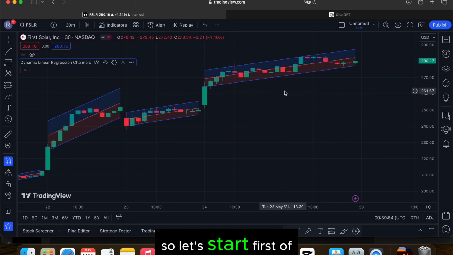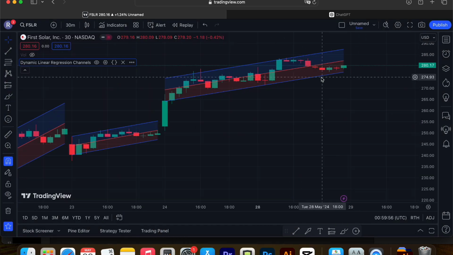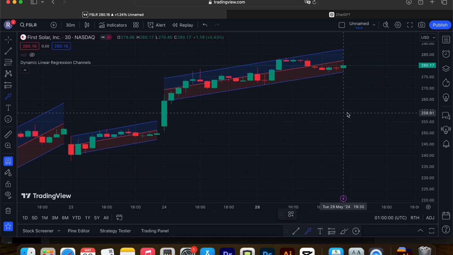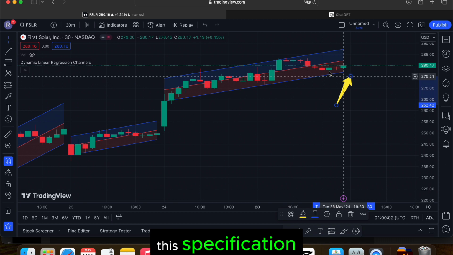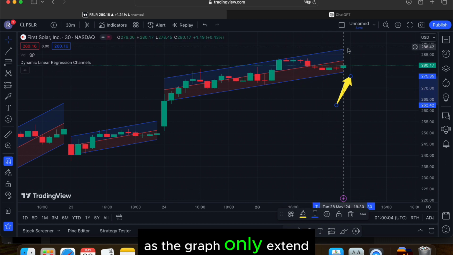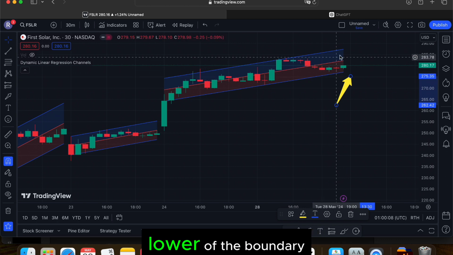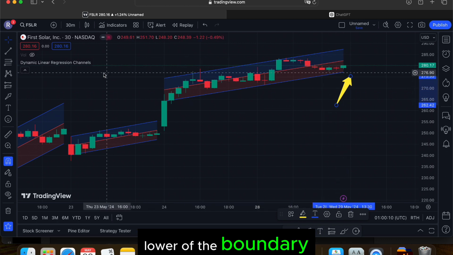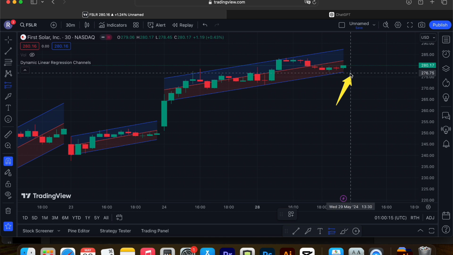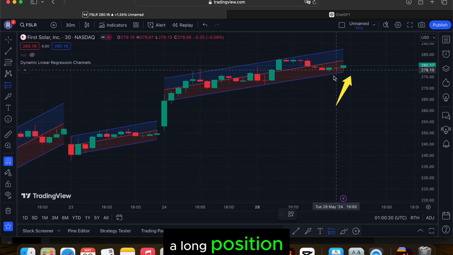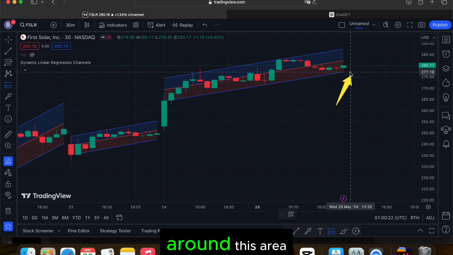So let's start. First of all, as you can see, if you want to take a trade at this specified position, the graph only extends to this area, so basically it reaches the lower boundary, and you can just plan your trade. You can plan a long position, for example, around this area.